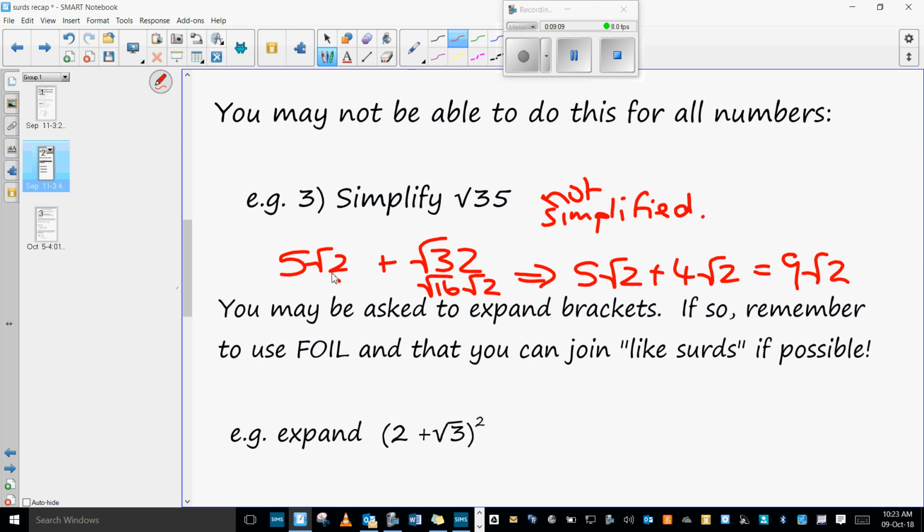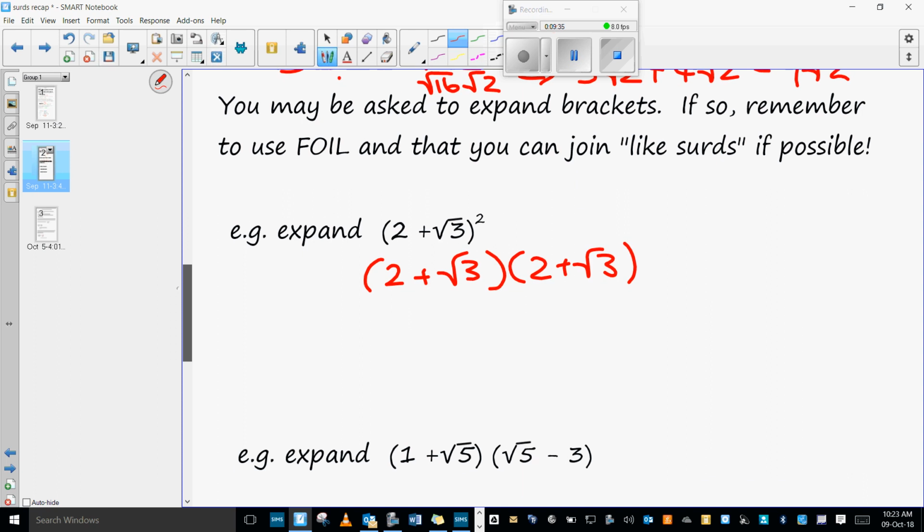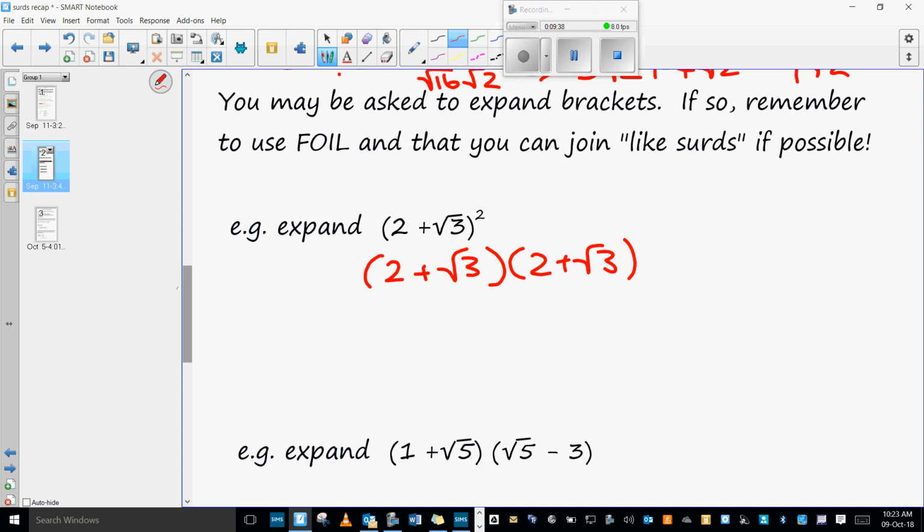Expanding brackets. I know you're all very capable of foiling, but just a reminder: whenever you see a bracket with a square sign, please just write the bracket out twice. You may think, whatever, I don't need to, but especially in a test condition when the exam pressure hits, people panic and make silly mistakes. So we're going to write up 2 brackets, then we're going to use FOIL. So we've got 2 multiplied by 2, which is 4. 2 multiplied by root 3 is just 2 root 3. And then root 3 multiplied by 2 is another 2 root 3.